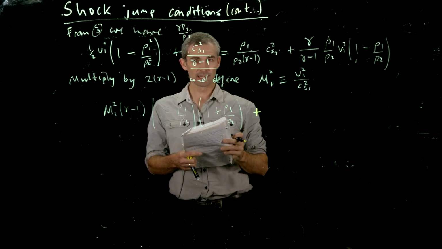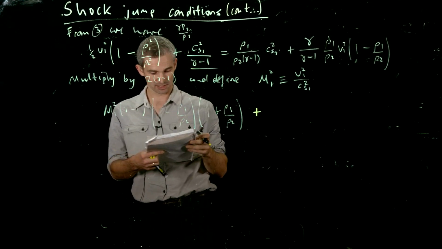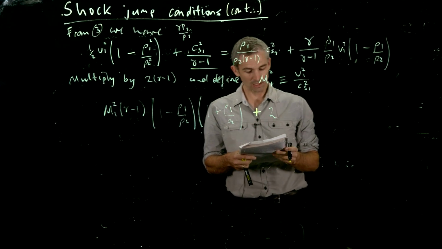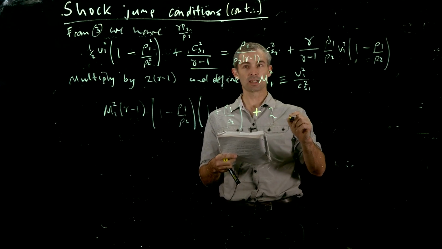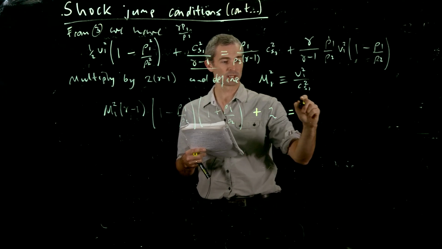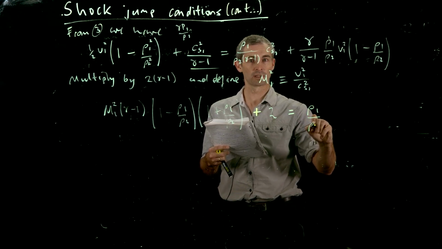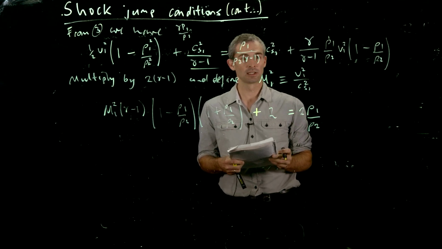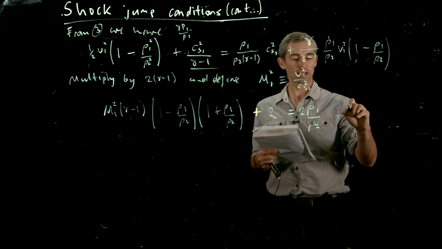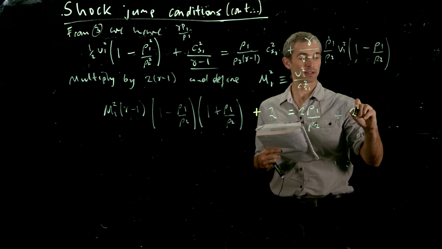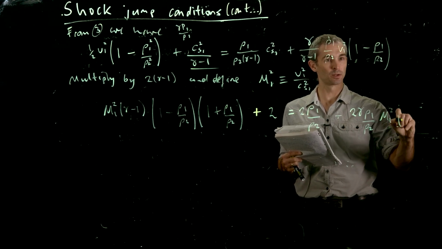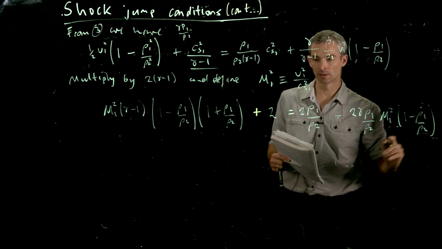So we've multiplied by 2 gamma minus 1. We've divided the whole thing by CS squared. So this is going to simply give us a 2 here. And that is going to be equal to, what's this one? So this is going to be a 2 gamma minus 1, so this is rho 1 on rho 2. And this one gives us a 2 gamma rho 1 on rho 2. We divided by sound speed squared, Mach number squared, 1 minus rho 1 on rho 2.